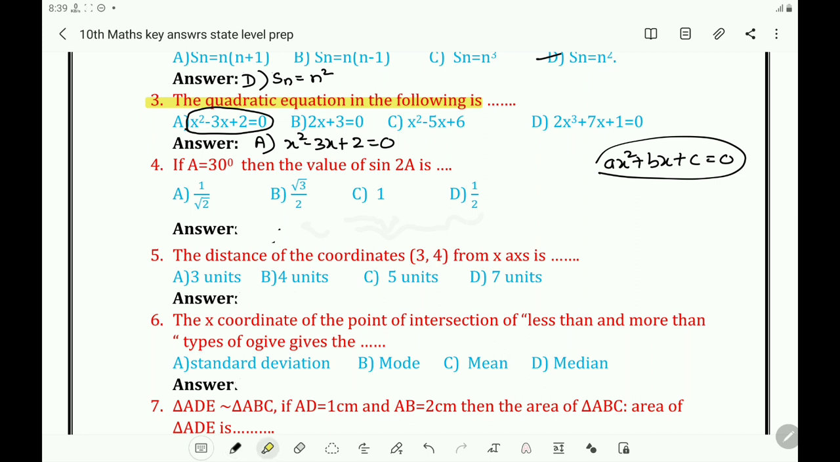Next, you take the fourth question. If A equals 30 degrees, then the value of sine 2A is. Sine 2A means sine 2 into 30 degrees, which equals sine 60 degrees. What is the value of sine 60 degrees? Sine 60 degrees is root 3 by 2. So, what is the answer here? Option B is the answer. Root 3 by 2 is the answer.